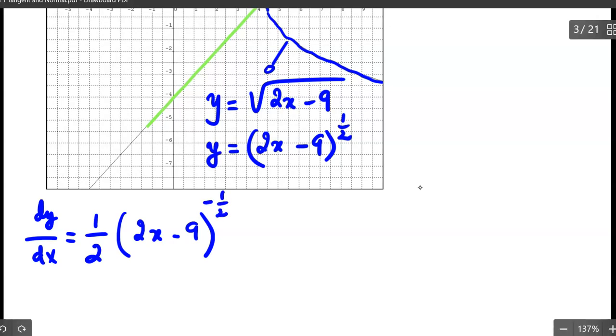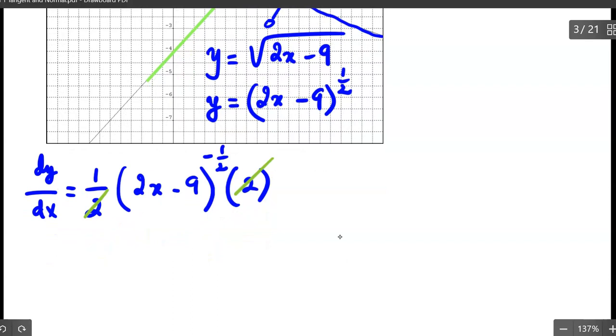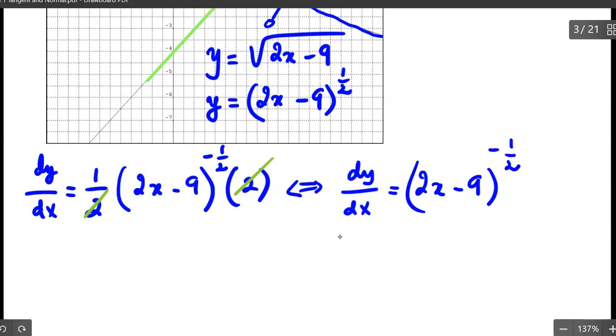And I should take the derivative of what is inside the bracket as well. In this case, the derivative of 2x minus 9 should be 2. Derivative of 2x is 2, derivative of negative 9 is 0. So we can cancel something out here, and I have dy over dx equal to (2x minus 9), all of it, to the exponent negative a half.